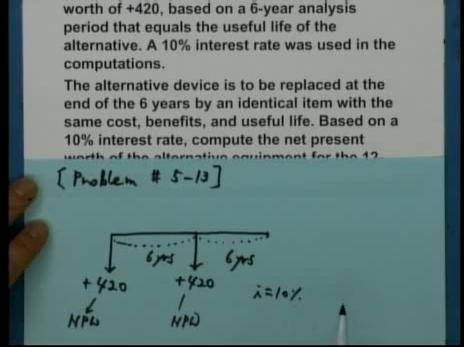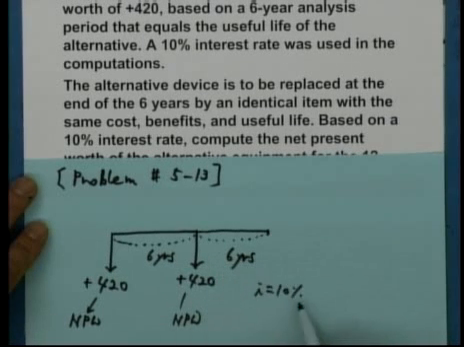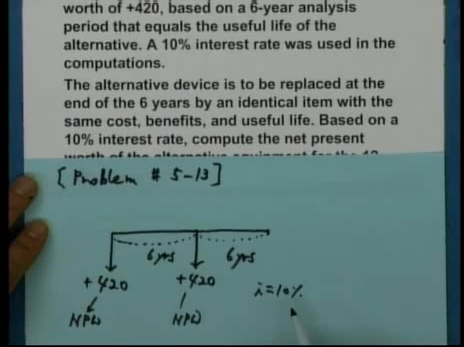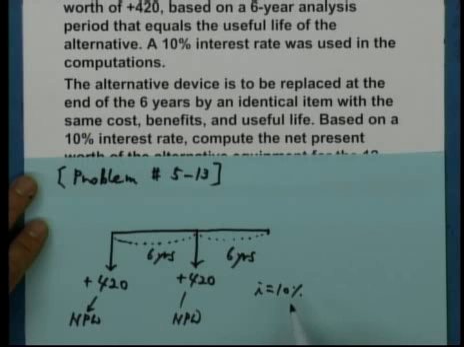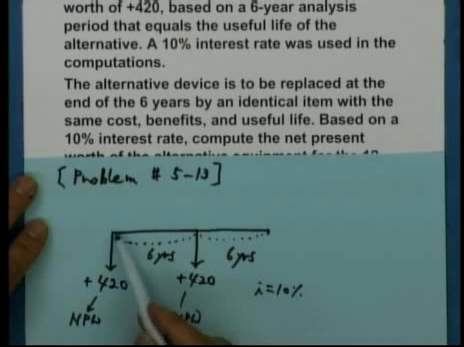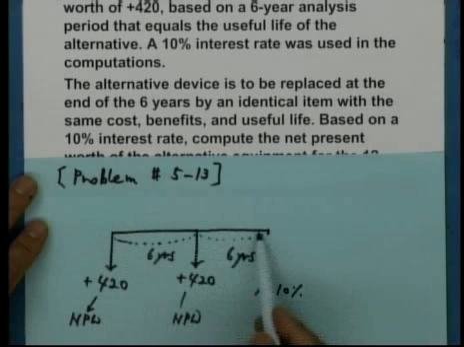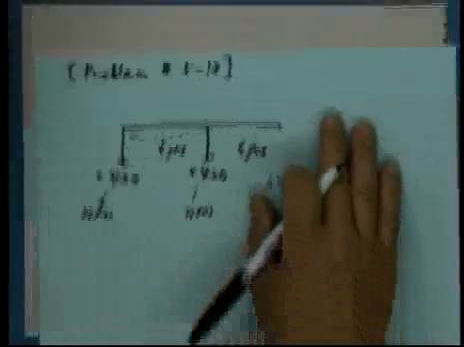So here, as we know, the replacement equipment will have the same net present worth of 420 as the original equipment, right? And the replacement equipment has a useful life of 6 years as well. So using the 10% interest rate, we are required to compute the net present worth of the alternative equipment for the 12-year analysis period. Okay? So how do you compute that?